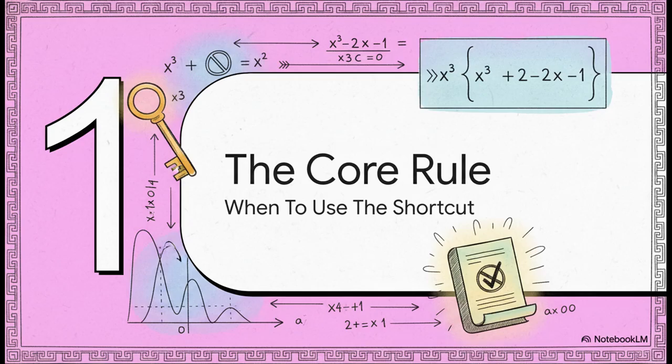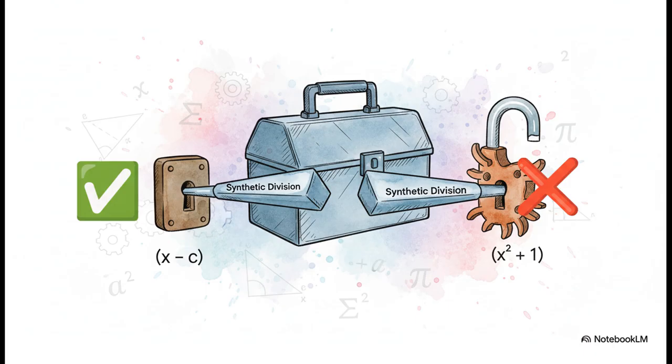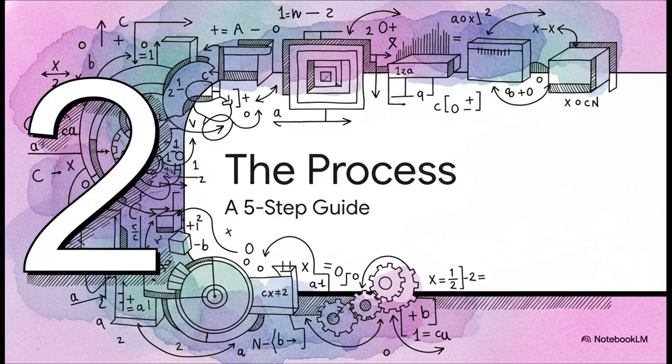Before we learn how to use this awesome tool, we've got to know when we're allowed to use it. And there's one really important rule you have to remember. Synthetic division is a specialist. You can only break it out when you're dividing by a simple linear factor. That means it looks like x minus some number c. So things like x minus 5 or x plus 3, perfect candidates. But if you run into something with a higher power like x squared plus 1, you've got to stick with good old long division.